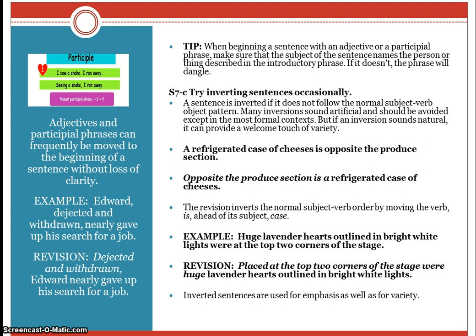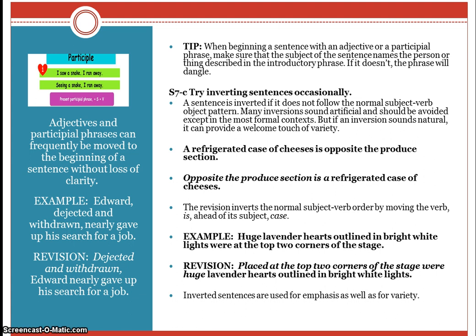Adjectives and participial phrases can frequently be moved to the beginning of a sentence without loss of clarity. Example: Edward, dejected and withdrawn, nearly gave up his search for a job. Revision: Dejected and withdrawn, Edward nearly gave up his search for a job.